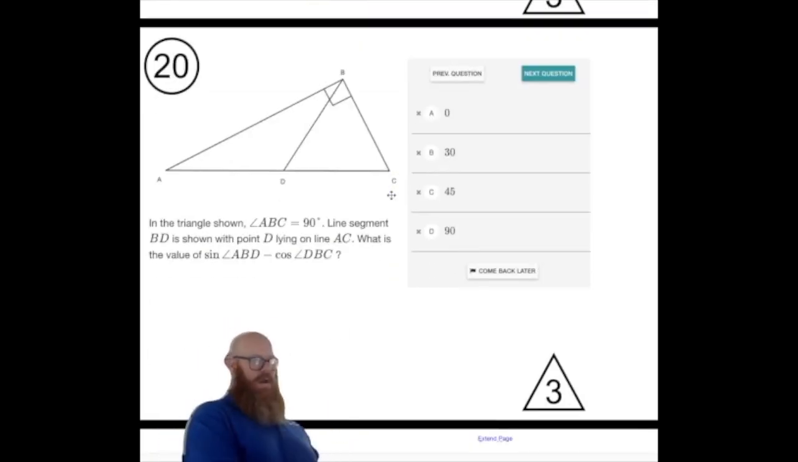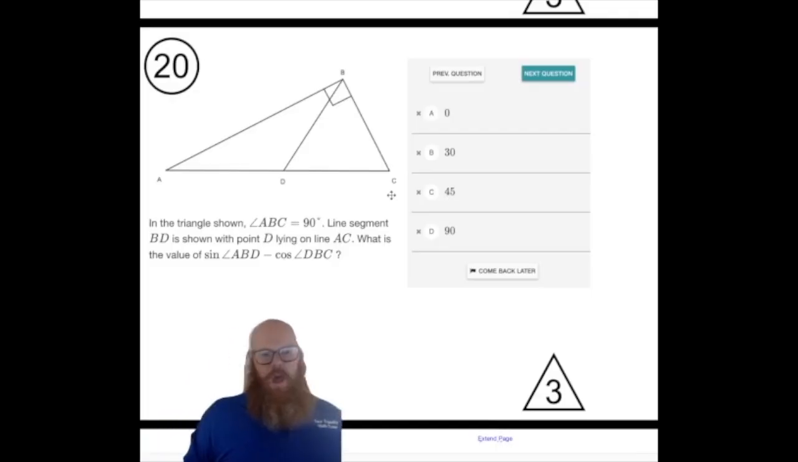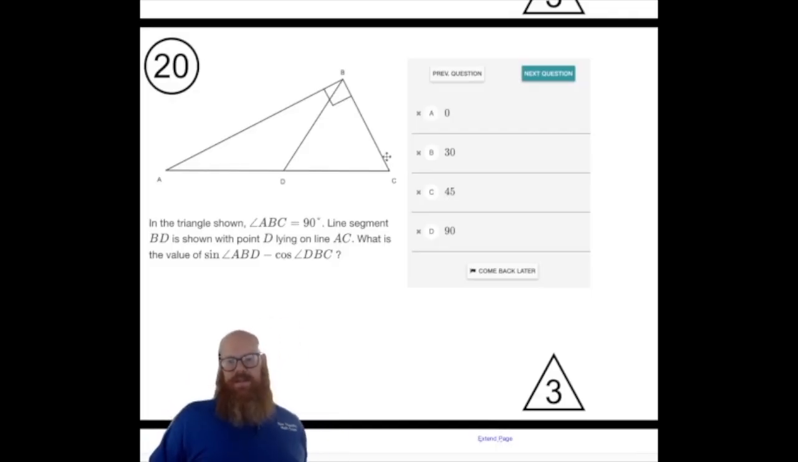All right, number 20. So this one is hard and kind of not much to do at the same time. Typical SAT problem. So we want the value of sine of ABD minus the cosine of DBC. So first of all, you can't do opposite over adjacent for the sine of this, because this is not even a right triangle. And same thing with cosine here.